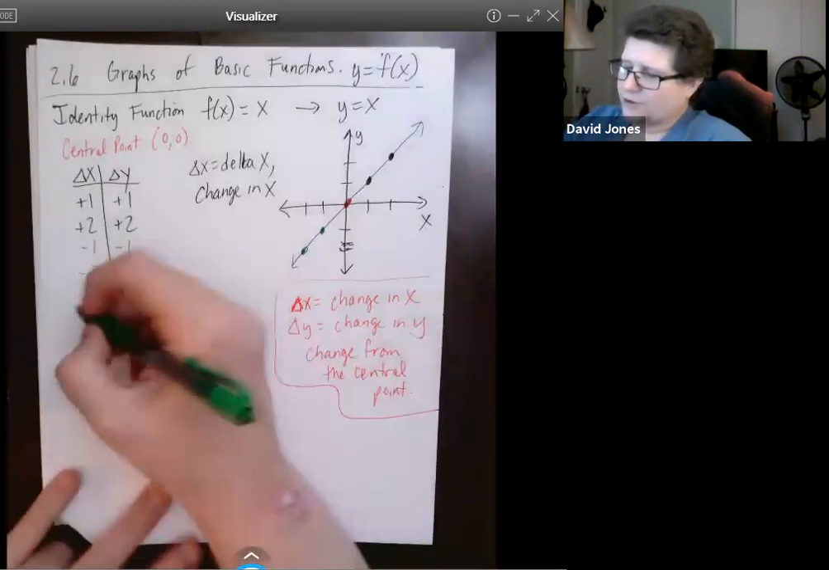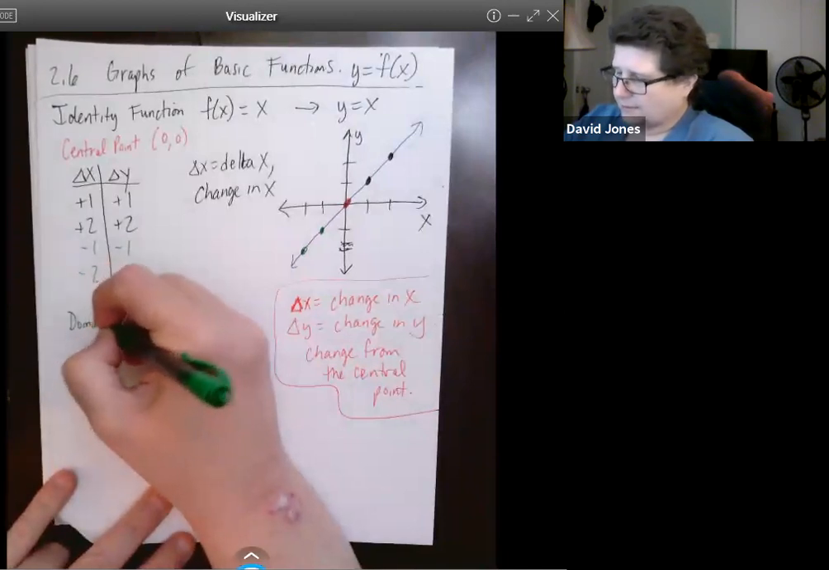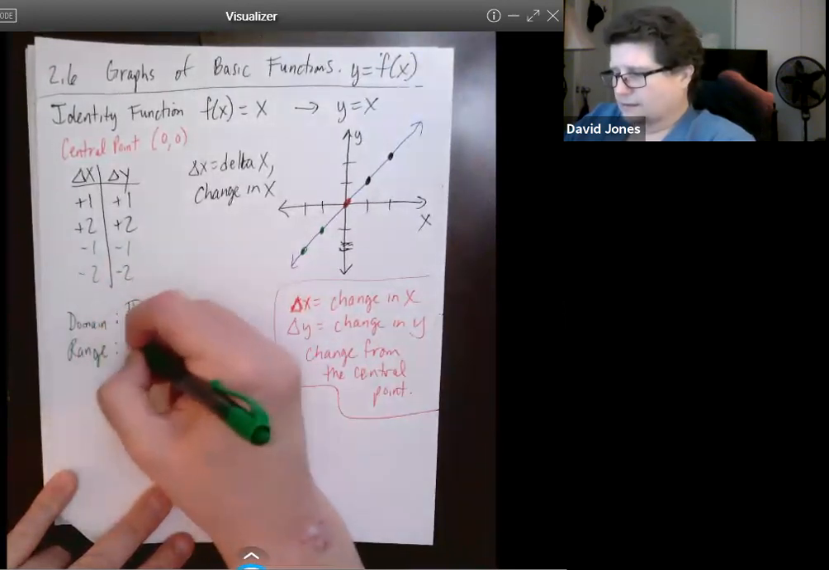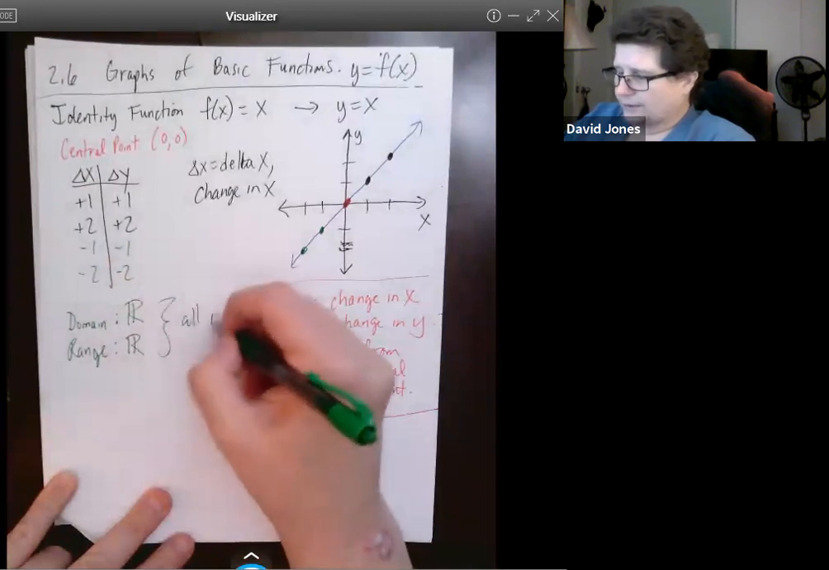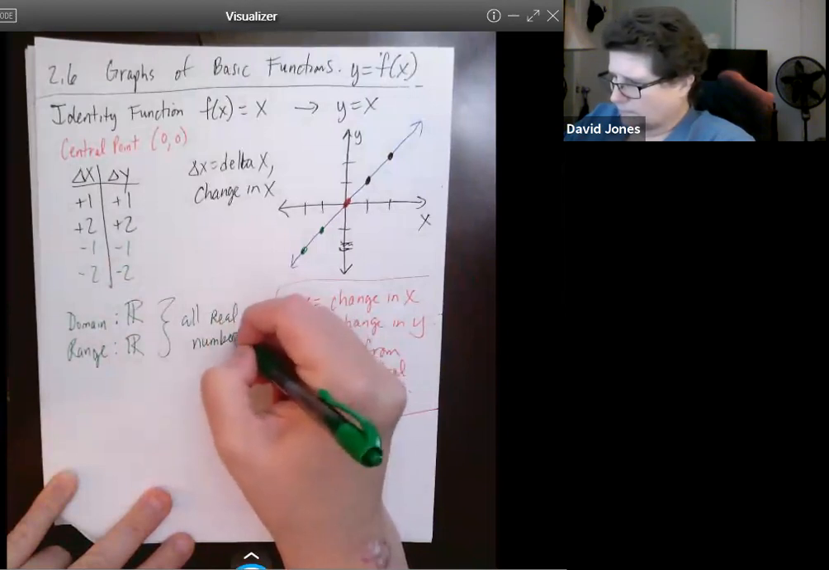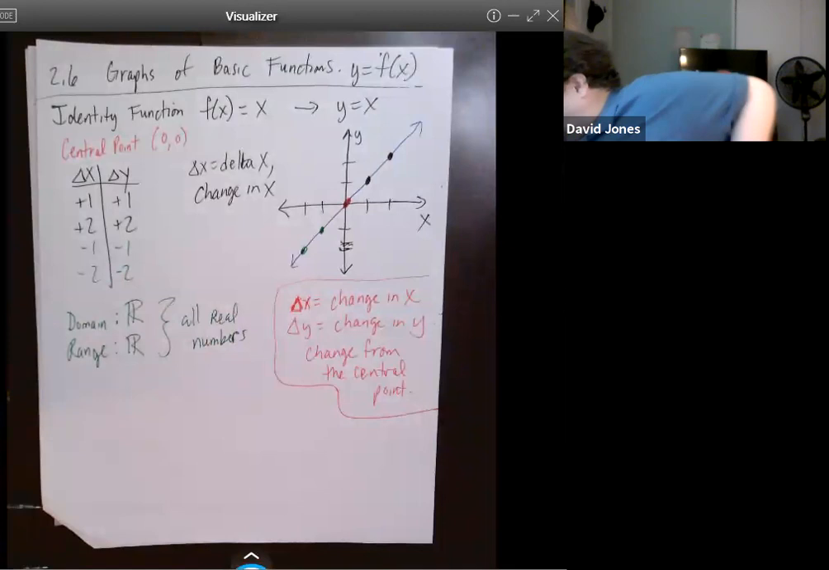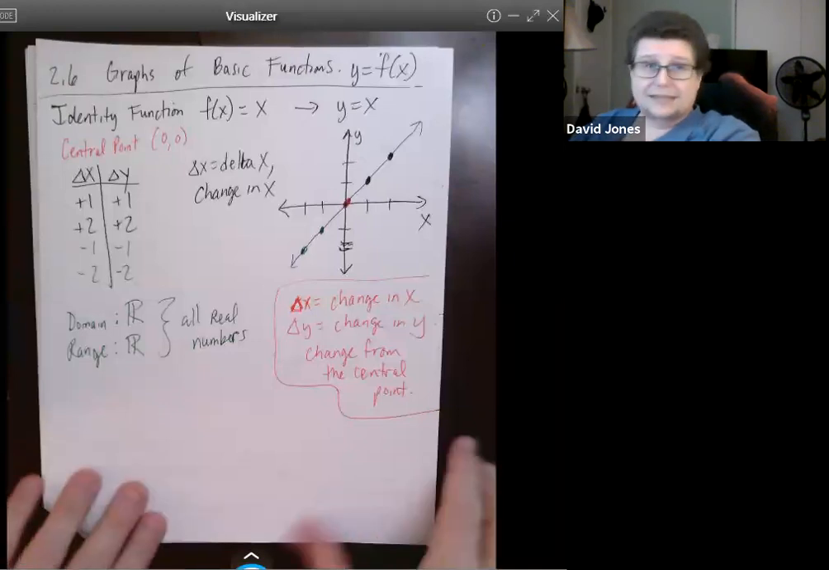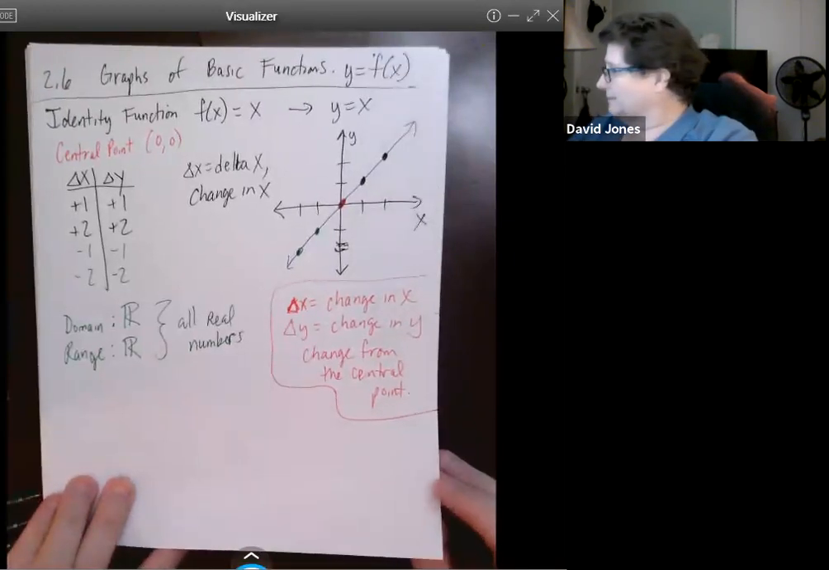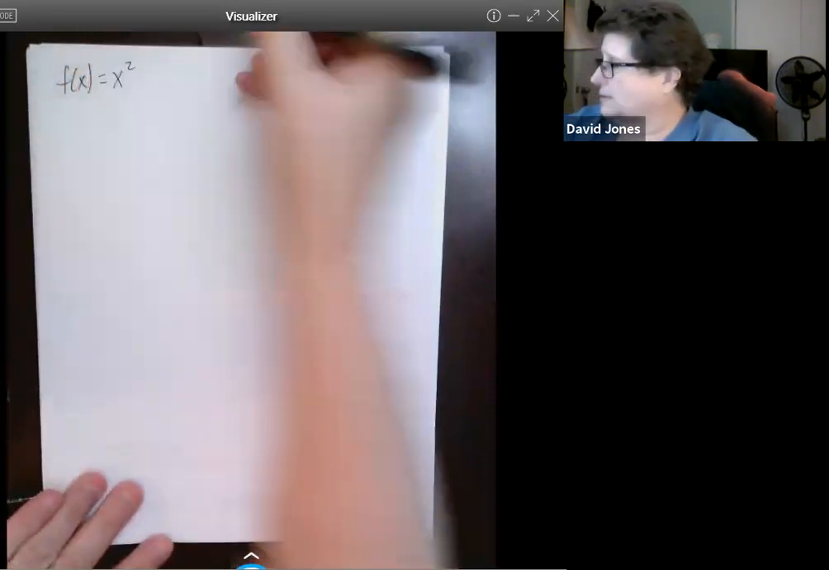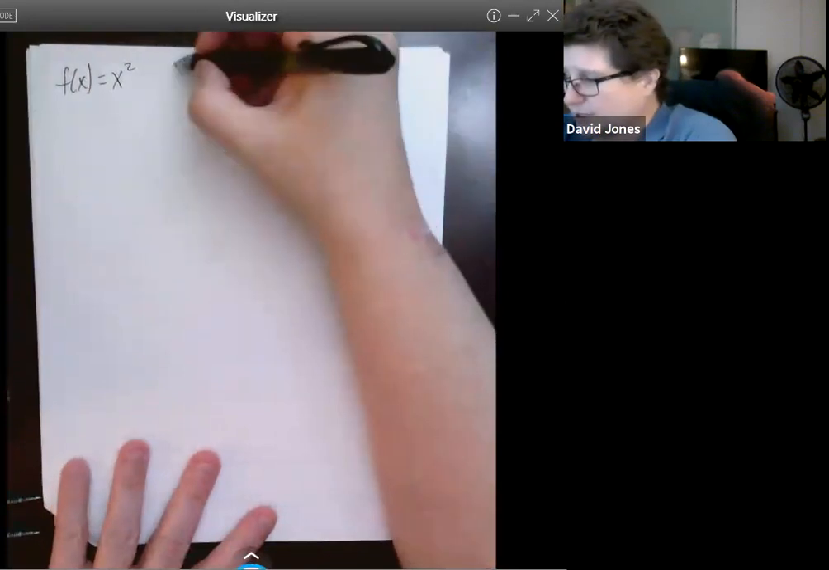If we look at the domain here, the domain is all real numbers. And so is the range. All real numbers. That's a simple graph. That's the most simple line you can have. Now we'll look at the squared function. When f of x equals x squared, again, we're going to use a central point of 0, 0.